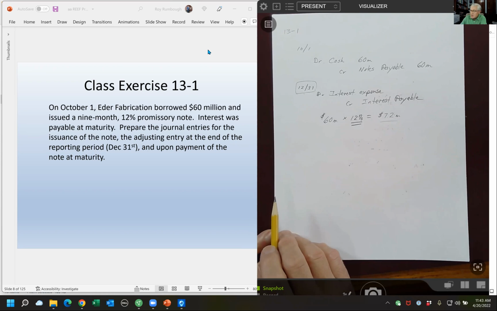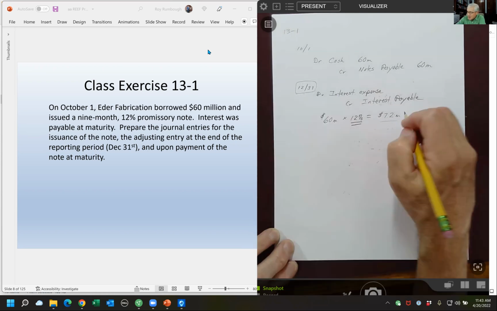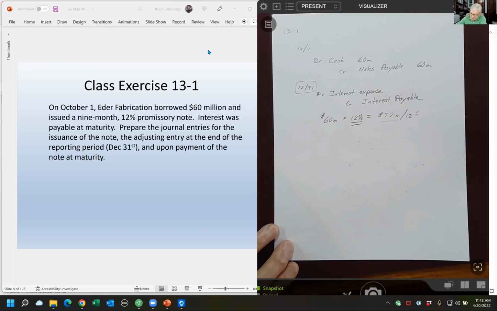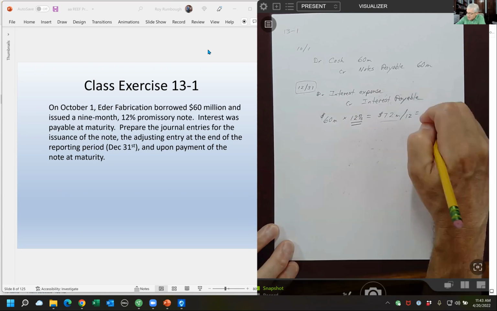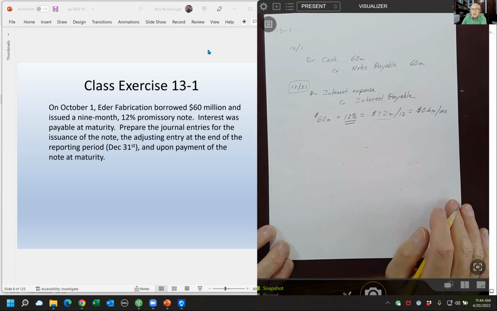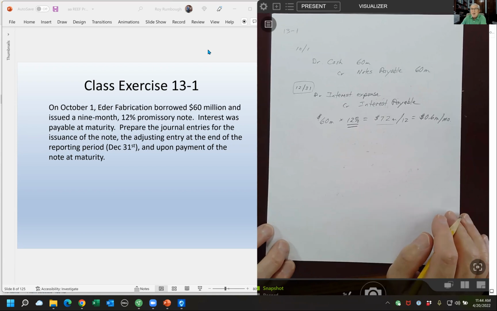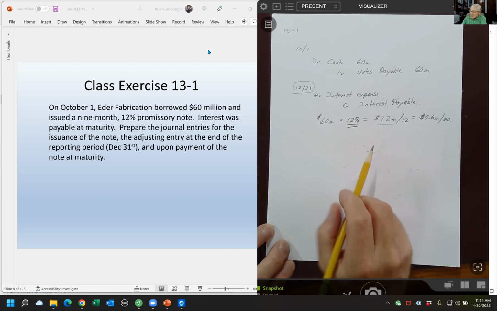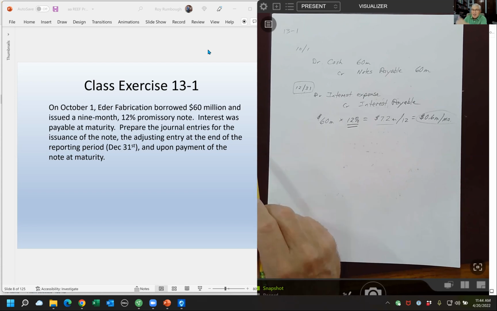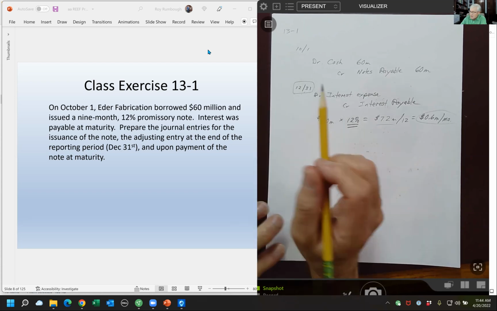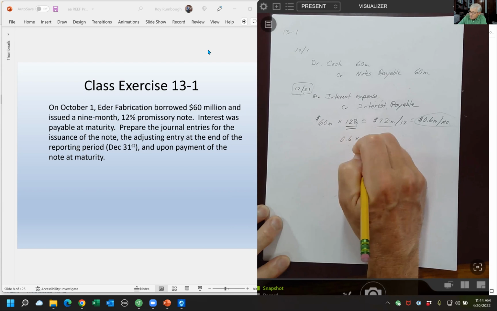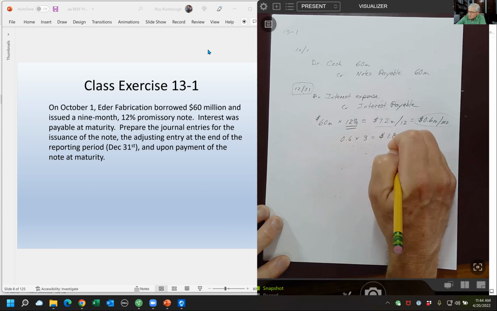So if this loan had been outstanding for 12 months, Elder Fabrication would incur and have to pay 12 months of interest. Well, it's only been outstanding for 3 months, we know, but let's divide it. How much is it per month? Again, I'm not going to trust myself. 600,000, 0.6 million per month. And now that I've calculated this, I know how much it is per month, so I can do anything. So how many months has this note been outstanding at the date of 12/31? October, November, December, 3 months. So interest expense is going to equal 0.6 times 3, 1.8 million.